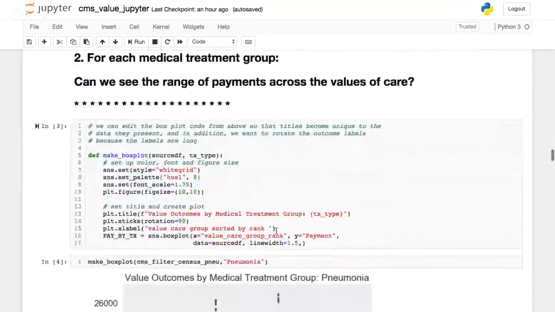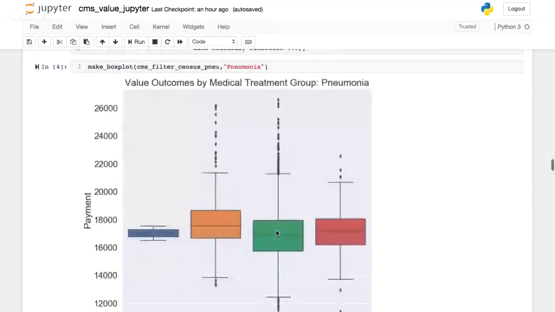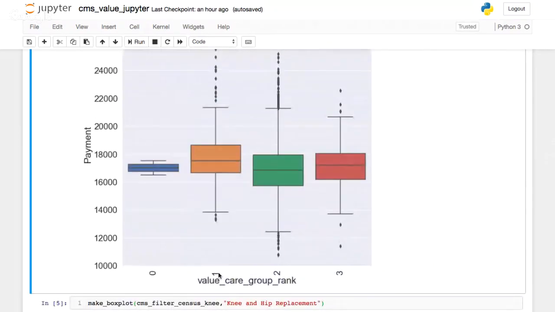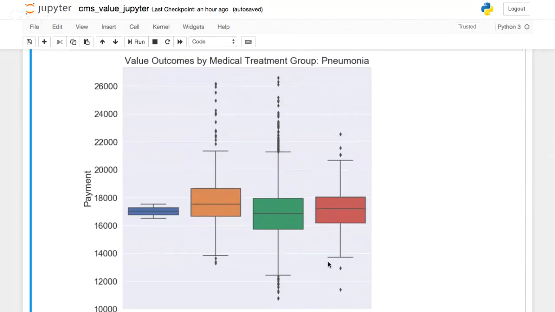So my second question was, for each medical treatment group, can we see the range of payments across the values of care? So I created 4 plots, 1 for each medical treatment group, and this is where the manual ranking really came into play. For pneumonia, the outcome is mortality, and it's ranked 1 being best mortality outcome, 2 being a middle, average mortality outcome, and 3 being the worst. And it looks like there might be some real difference in price between the best and worst outcomes, but you might need more data because it looks like there's a lot of range on these box plots.